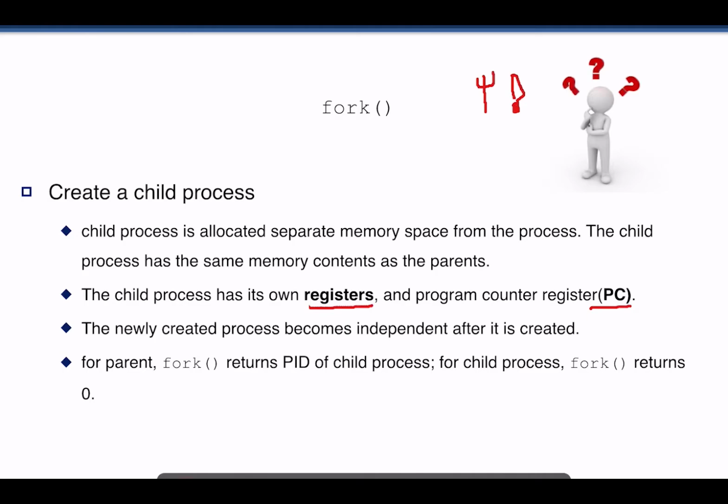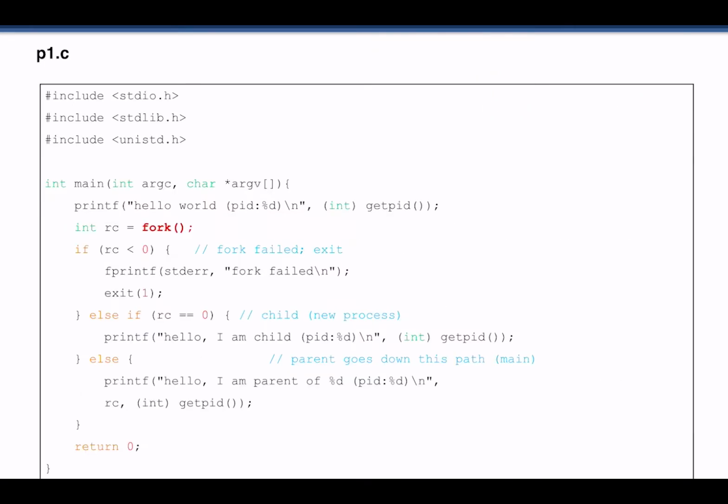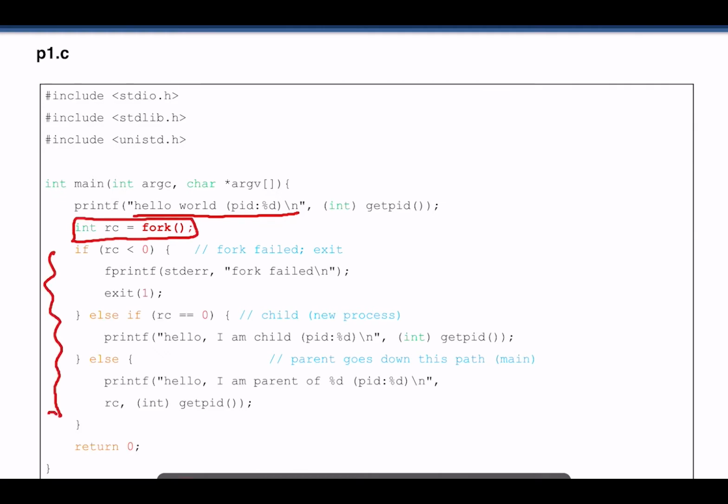Probably the fork function is the weirdest function you'll ever encounter. You see a program, p1.c. It calls fork. Let us look at the details of the program. It prints hello world to the screen. And then it calls fork. And then there is just normal C code. This p1.c creates a child process.